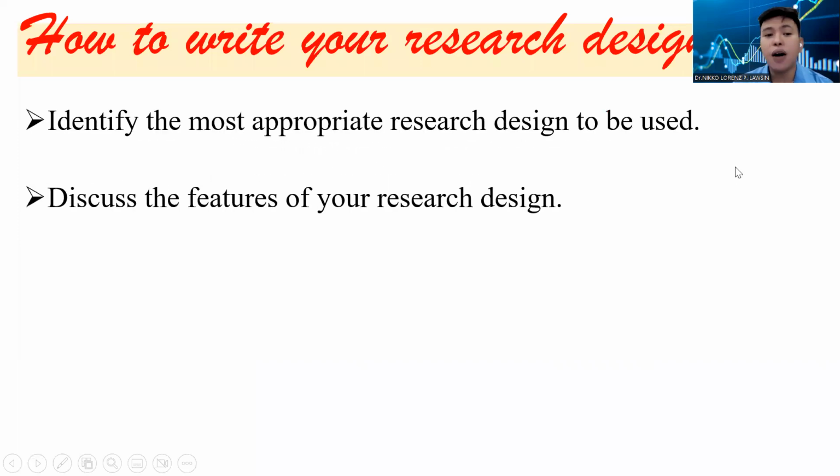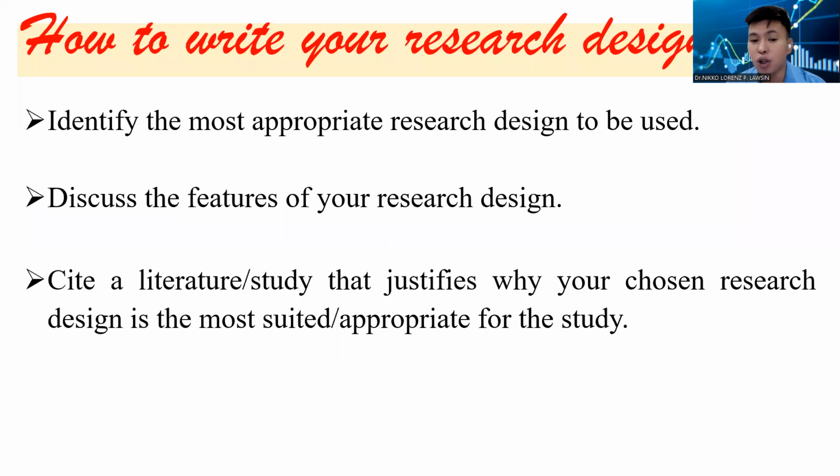Now, how do you write your research design? First, you need to identify the most appropriate research design to be used. So you mention that in your paragraph. Second, discuss the features of your research design. If you'll be using correlational, what kind of variables are you going to relate or get the relationship? So you discuss that. And also, cite a literature or study that justifies why your chosen research design is the most suited or most appropriate for the study.